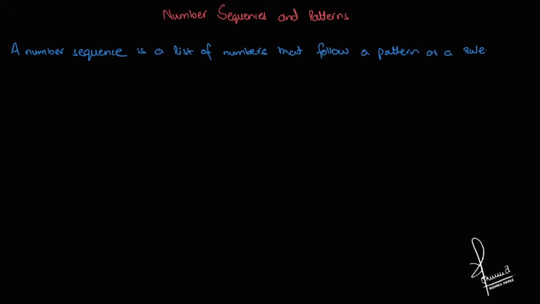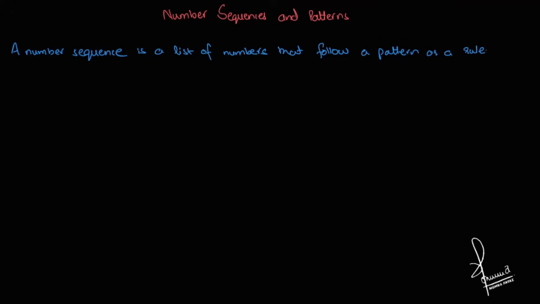Assalamualaikum everyone, welcome back, and we will be discussing another chapter for O-level maths, which is going to be number sequences and patterns. Now first of all, what exactly is a number sequence? A number sequence is basically a list of numbers that follow a certain pattern or a certain rule.